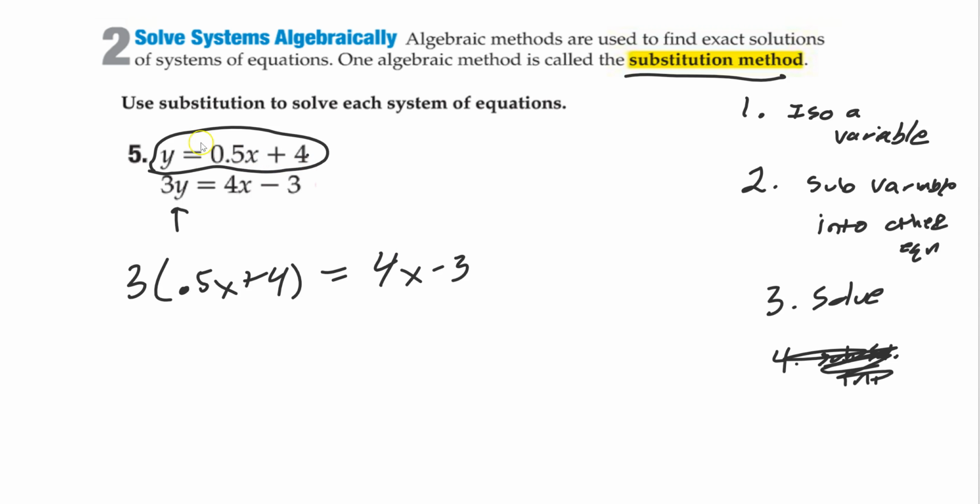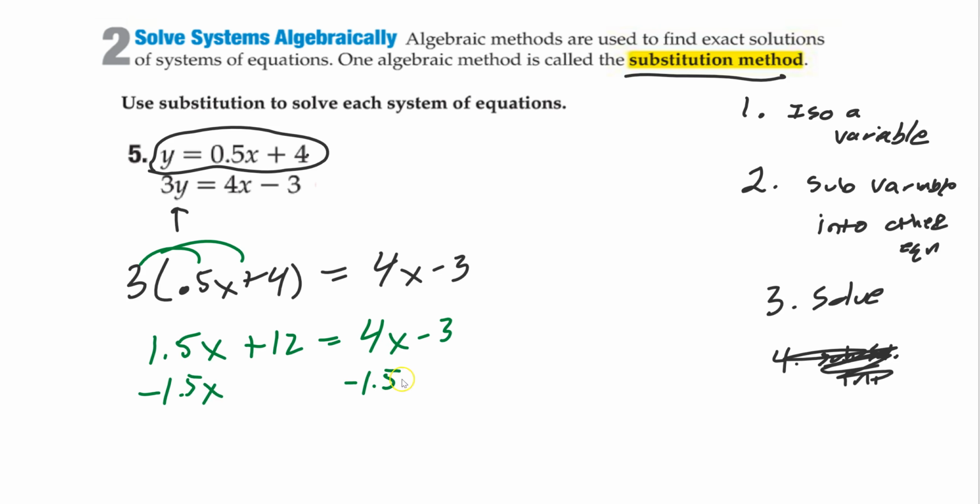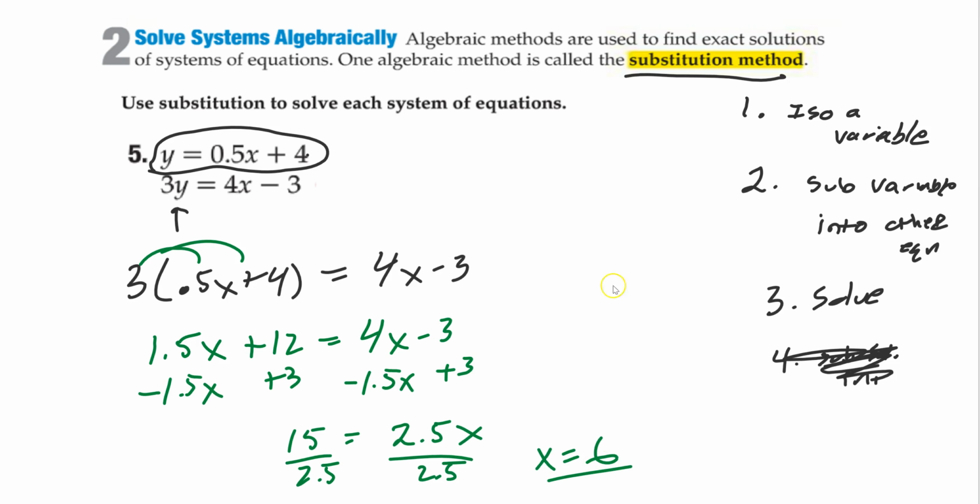Alright, substitution. You get a variable by itself, isolate it, and then you plug it in for that variable in another equation. Now we just solve. It's mathematics. You distribute, get 1.5x plus 12 equals 4x minus 3. Let's subtract the 1.5x from both sides. Add 3 to both sides. You get 15 equals 2.5x, divided by 2.5. And I get x equals 6.